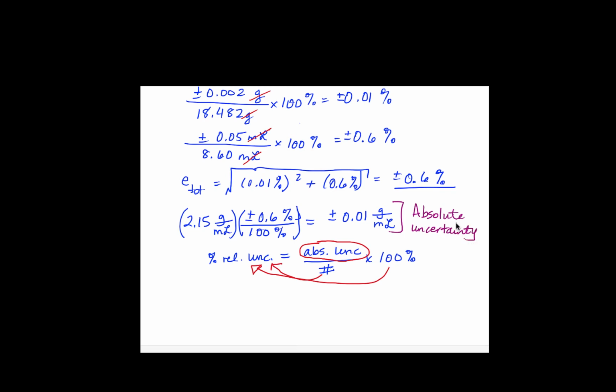And depending on the question, they may ask you for the absolute uncertainty, they may ask you for the percent relative uncertainty. So just pay attention to whatever the question is asking and make sure that you're doing that. And as I just mentioned, if you forget how to go from percent relative to absolute, just write out the process that you would do and then just undo it.